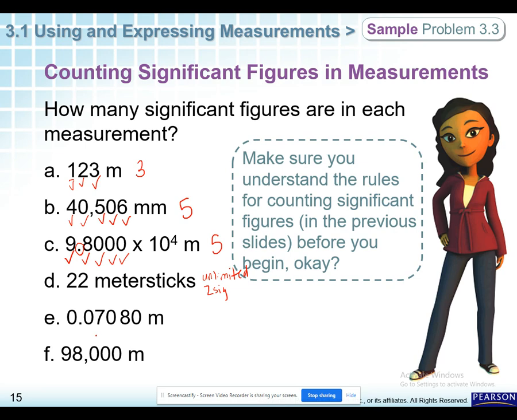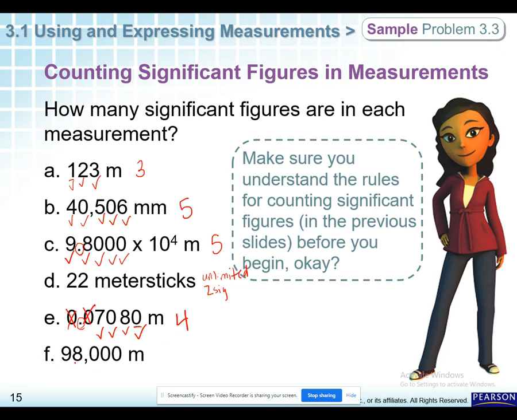Letter E, non-zero digits count automatically. So let's go to our next rule. Zeros between non-zero digits count. So here's a 0, and it's between the 7 and the 8, so it counts. The rule after that says leading zeros never count. So for example, this 0 and this 0 will not count since it's in front. And then our last 2 rules end with trailing zeros. So zeros at the end, they only count if there is a decimal. So here, I see a decimal, so this one counts. This has 4 sig figs.